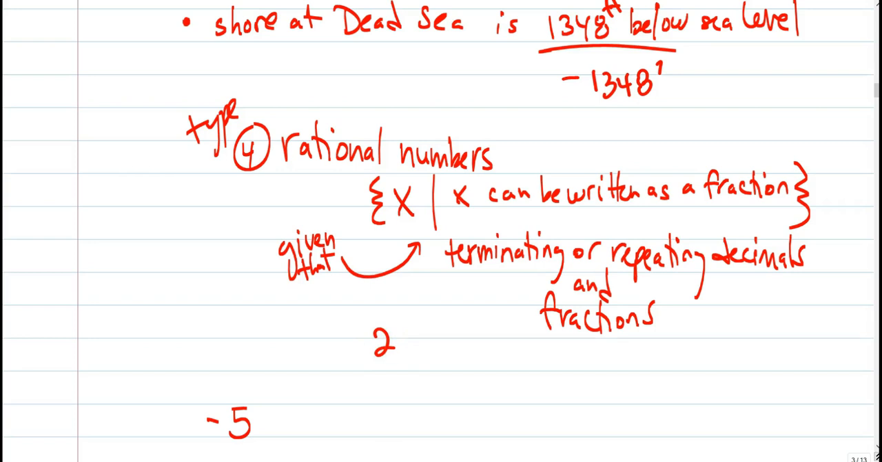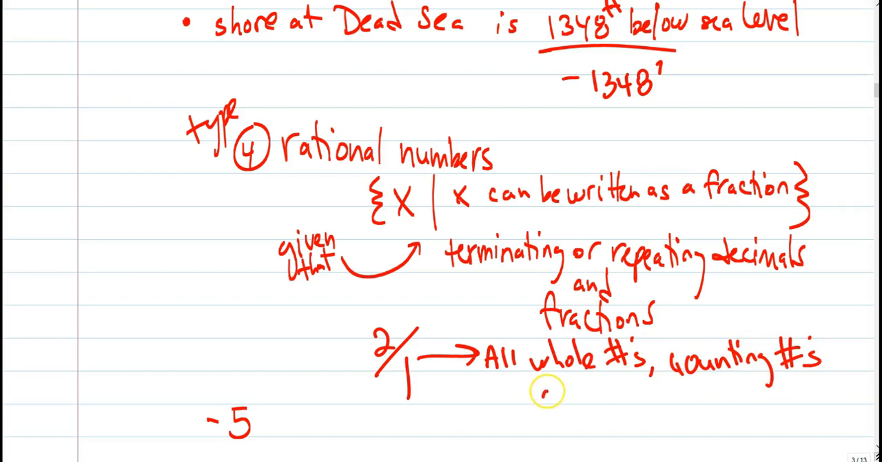You're like, wait a sec. I thought that was a whole number. It is. And it's a counting number. But why is it a rational number? Can 2 be written as a fraction? Yeah, 2 over 1. So basically that means that all of our whole numbers, all of our counting numbers, and all of our integers are all still rational numbers, because all of those can be written as a fraction. Any whole number can be written as a fraction by putting it over 1.